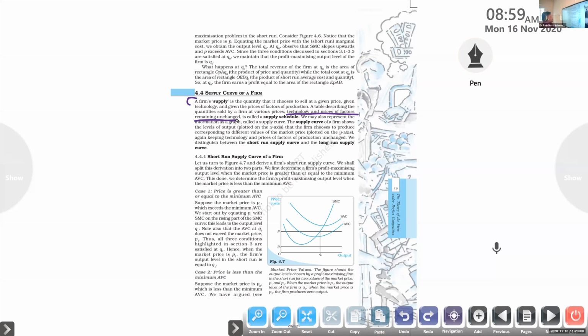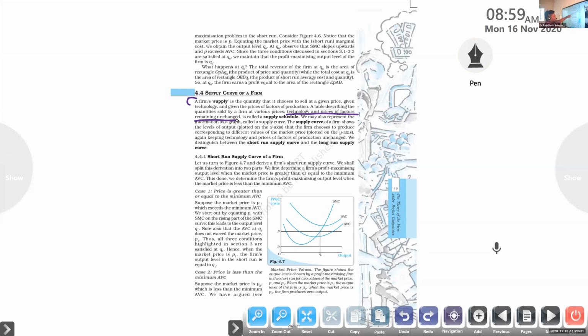Next one. Okay, so we got the answer for two questions here. One is a supply for a firm, and what is a supply schedule for a firm. We may also represent the information as a graph. So in the table, what are they? We are able to represent that by a graph that is termed as the supply curve.